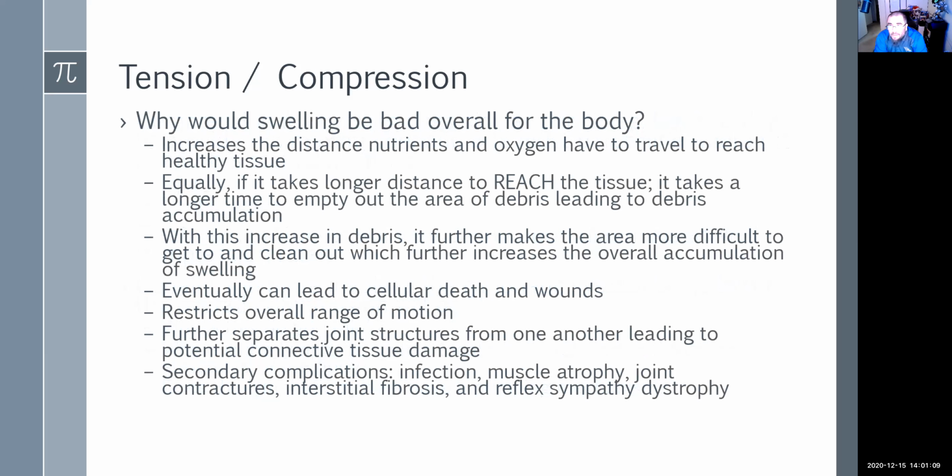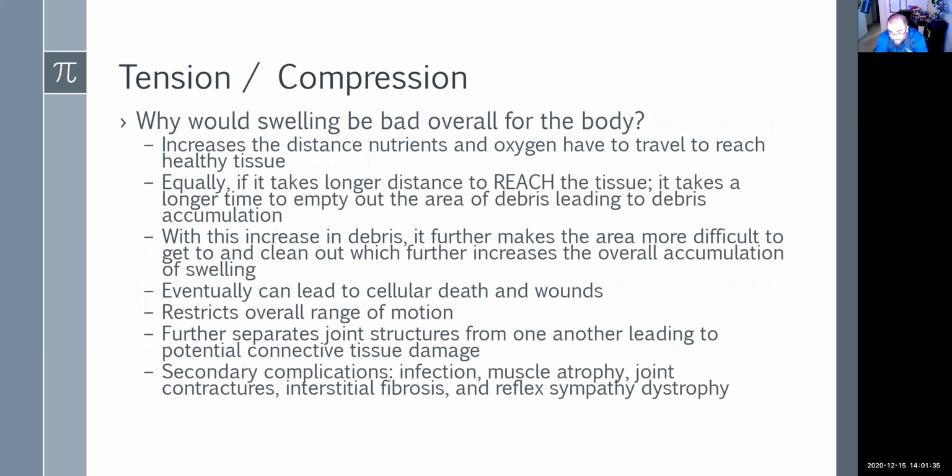So why would swelling be bad for the body? Well, it increases the distance nutrients and oxygen have to travel, right? So the more resistance out there, the less likely the nutrients are to get there. Equally, if it takes longer to reach tissue, it takes longer to empty out the area of debris, leading to debris accumulation, right? With this increase in debris, it further makes the area more difficult to get to and clean out, which further increases the overall accumulation and swelling. And this can lead to cellular death and wounds.